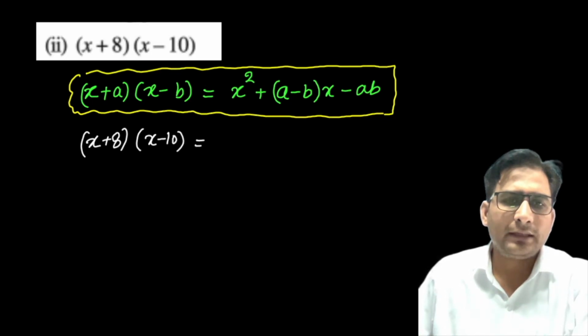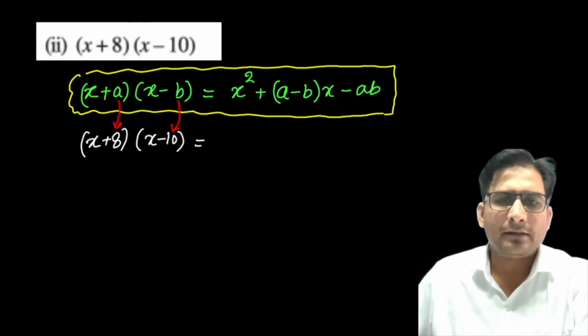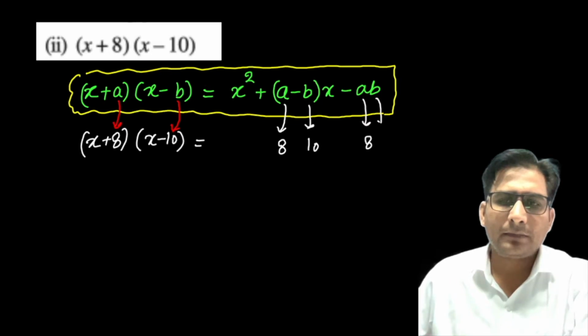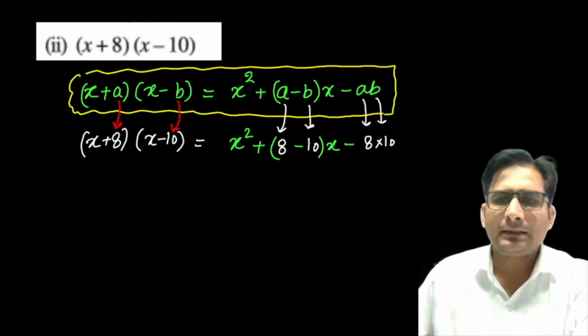So what is the value of a in this case? 8, and the value of b is 10. Now at the place of a and at the place of b, put the values here. At the place of a put 8, and at the place of b put 10. Here also 8, and at the place of b put 10, right? And all the remaining terms as it is. So x square plus a minus b x minus a into b.